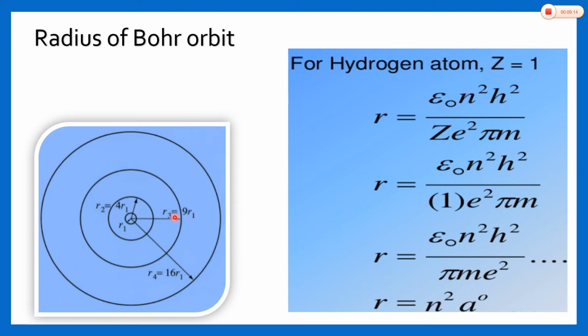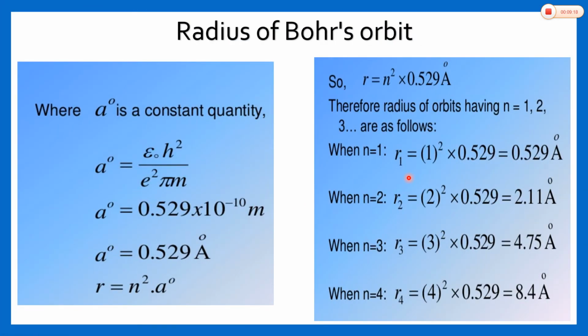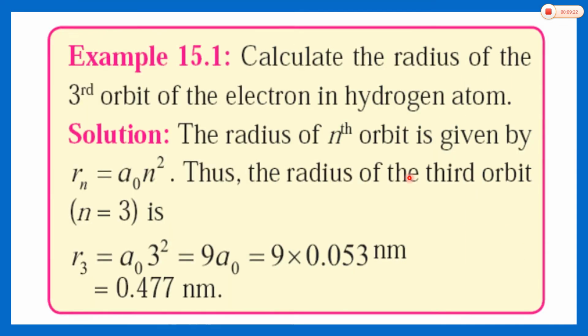Thus we can find the radii of the different orbits by using the radius of the first orbit. There is one problem given in your book. This problem will be asked for 1 mark. Calculate the radius of the third orbit of electron in hydrogen atom. You can use directly this formula.